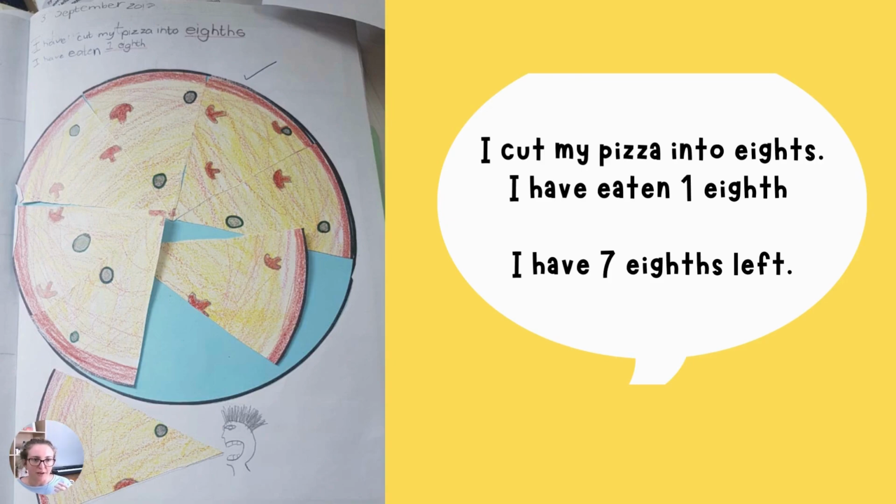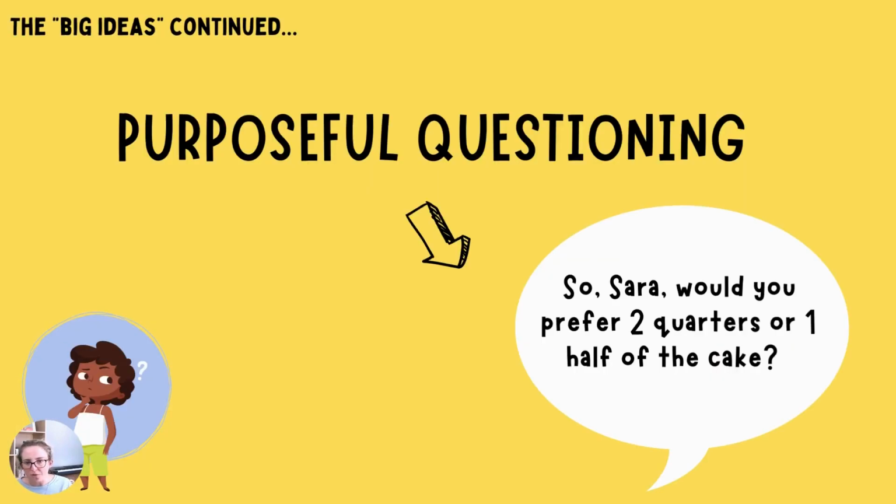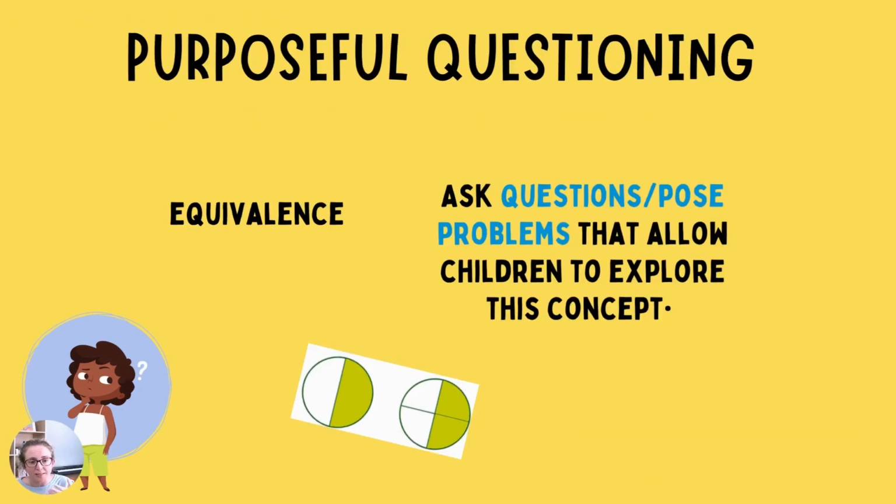And here's an example of one of the pizzas that Lerna made, and you ask questions as you're busy going. So you ask them things like, how many pieces do you need to make 1 whole pizza? If you've cut it into 8ths, you need 8 8ths to make 1 whole pizza. How many pieces do you need to make half a pizza? Oh, you need 4 8ths. So you ask purposeful questions all the time. So, Sarah, would you prefer 2 quarters or 1 half of the cake? That's again another purposeful question to elicit the understanding of equivalence.